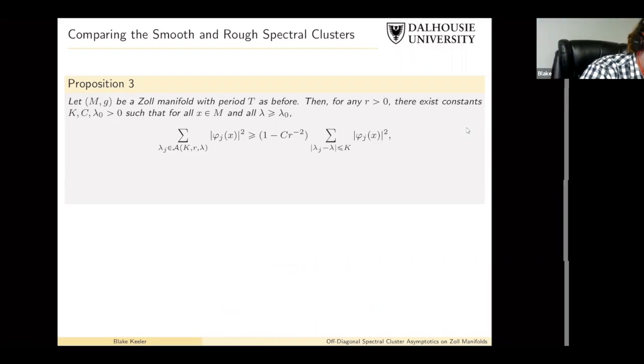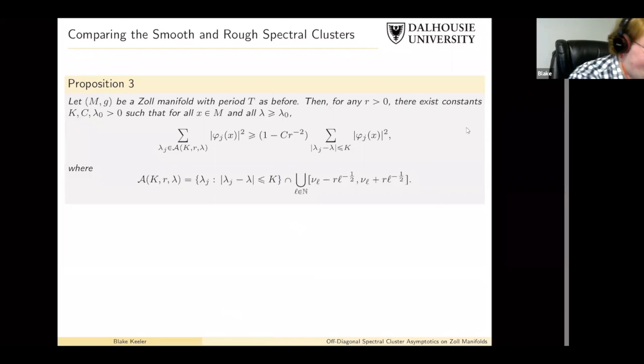So on any Zoll manifold with a uniform period T as before, we can fix any R positive and find constants K, C, and lambda naught, so that for any X in M and any lambda sufficiently large, the sum over all lambda J in this set A, which I will define in a moment, of the on-diagonal eigenfunctions is bounded below by this factor 1 minus C times R to the minus 2 times the sum over all eigenfunctions in this potentially large window, lambda J minus lambda less than capital K.